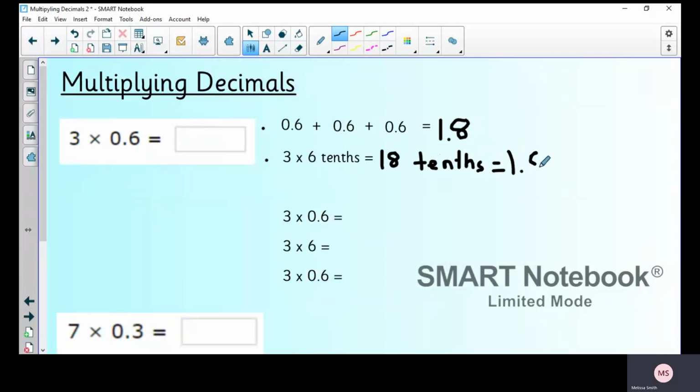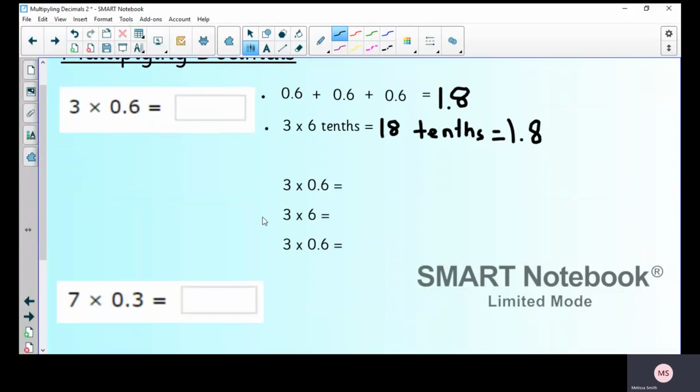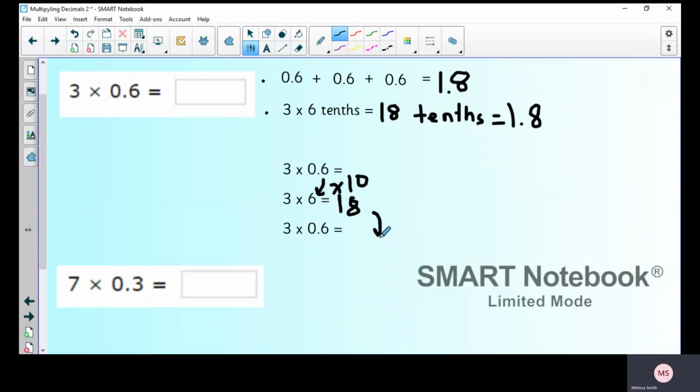Then let's have a look at this one here. We did look at this yesterday. What have I done to my decimal to make it easier to answer? Well, I've turned my decimal into a whole number. How have I done that? I multiplied by 10. Let's make that little note there. 3 times 6 is 18. If I've multiplied by 10 here, what have I then got to do to my answer? Well, then I've got to divide it by 10. And my answer is 1.8.